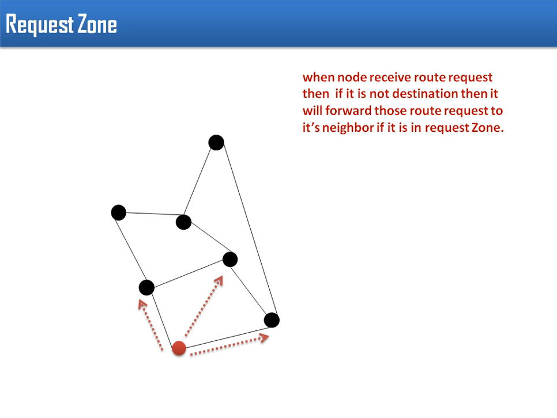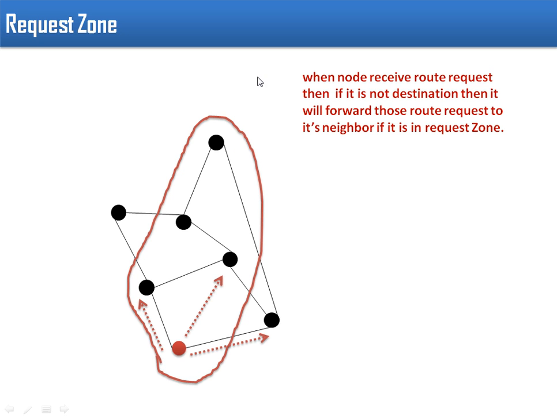Now the second one is the request zone. Let's take this example first, then it will be clear to you. Say this is a mobile ad hoc network, and we are saying these nodes are in the request zone, and this node wants to find a route for this node. So it will initiate a route discovery.